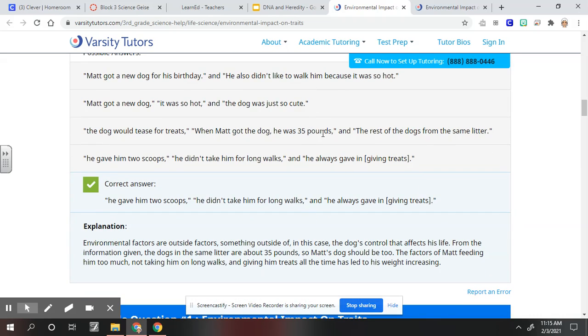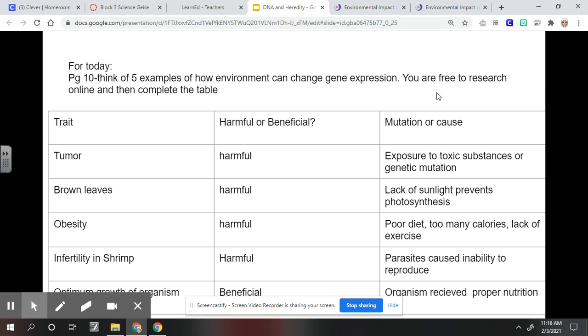So let's go back now to our Learn Ed notebook and let's look at page 10. You have a chart that has been given to you at the middle part and bottom part of page 10. And it's asking you to research 5 traits that are linked to environmental conditions and then fill out the chart below. So, for example, a trait could be something like a tumor.